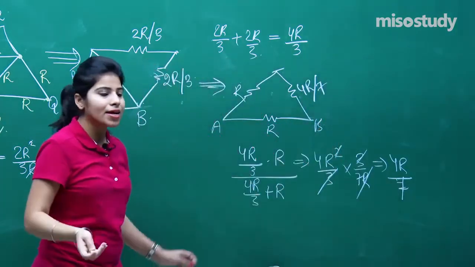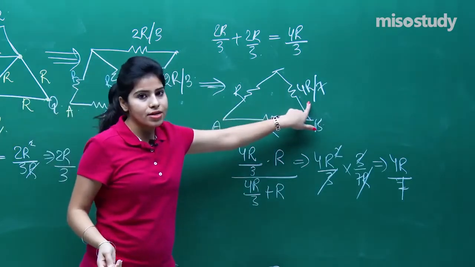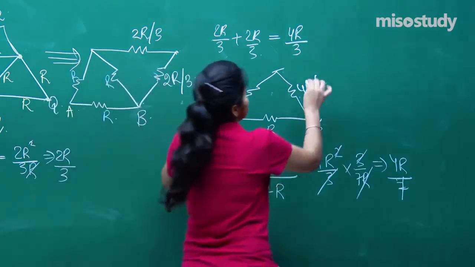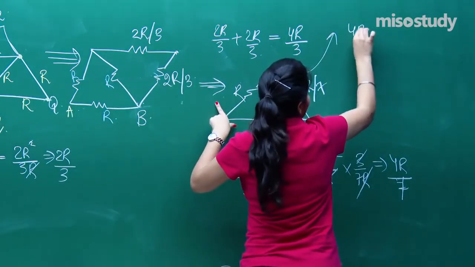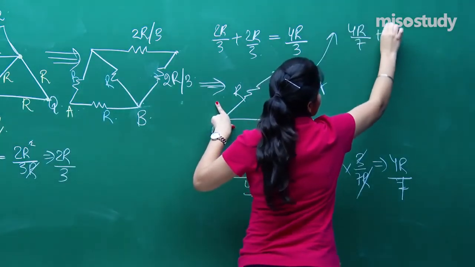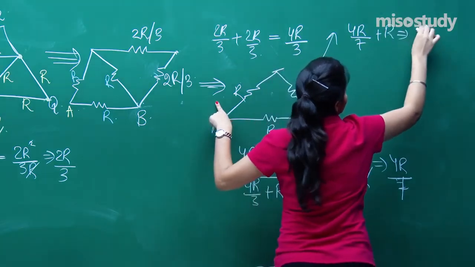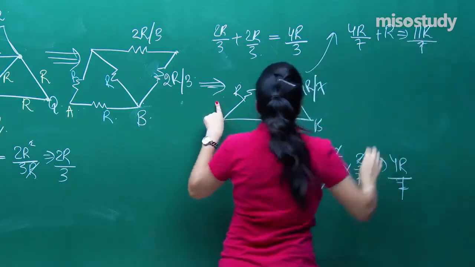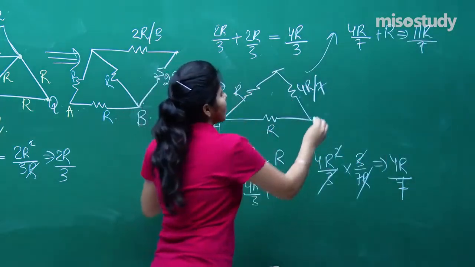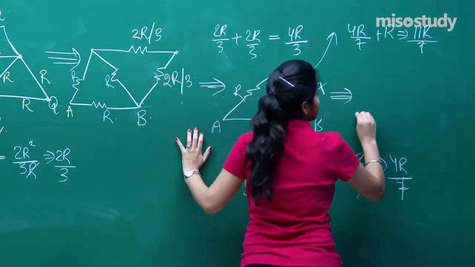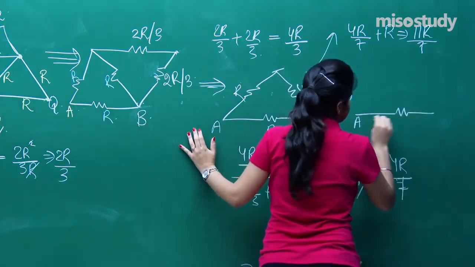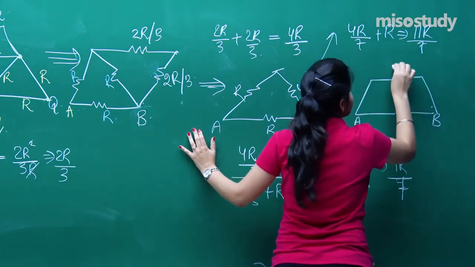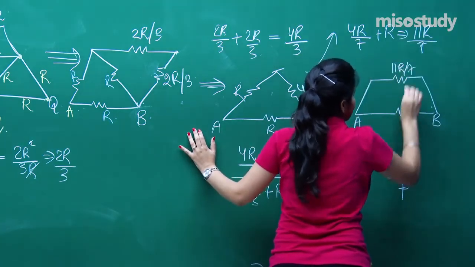Now as you can see again, these two resistors are connected in series. So that means 4R by 7 plus R. So that will be 4R by 7 plus R, or you can write it as 7 plus 4, 11R by 7. I can just remove this and I'll be writing it like this. This is A and this is B. This is 11R by 7.